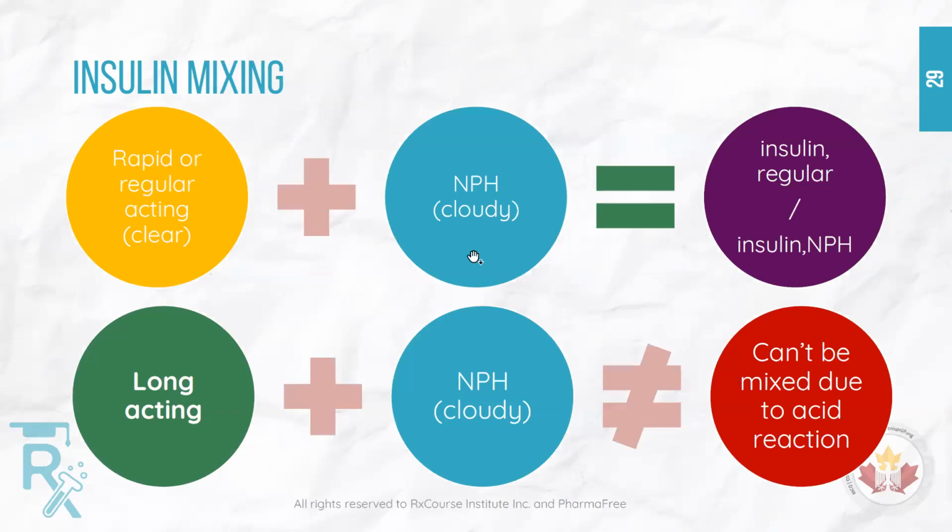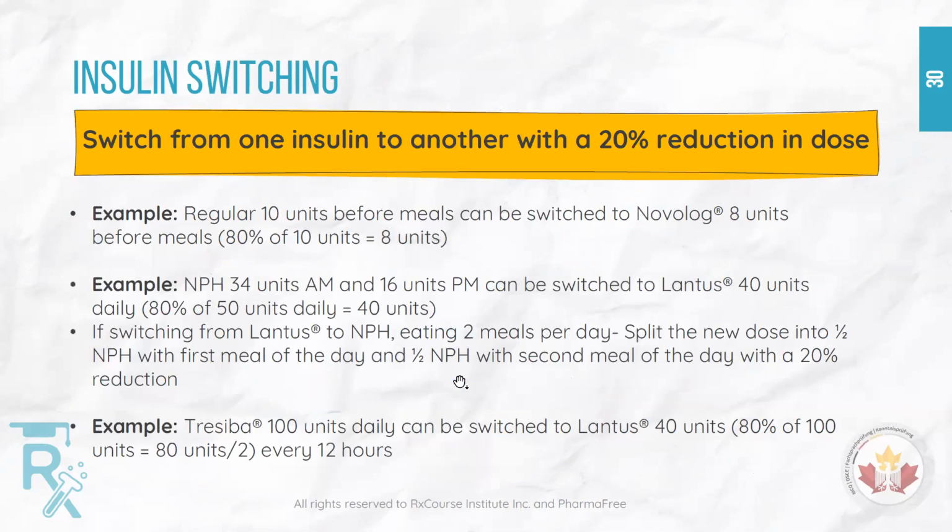Okay. Regarding insulin mixing, what we need to know is that long-acting insulin is not to be mixed with anything else. Long-acting cannot be mixed. However, the rapid or regular acting can be mixed with NPH, like Novolin 70/30, like Mixtard. All of these are a mixture of intermediate acting insulin with rapid or regular acting, and are taken twice daily.